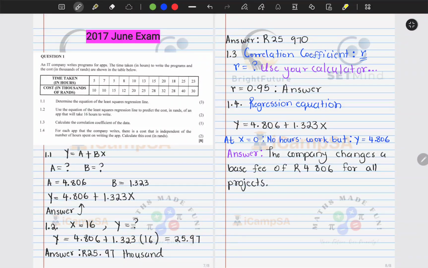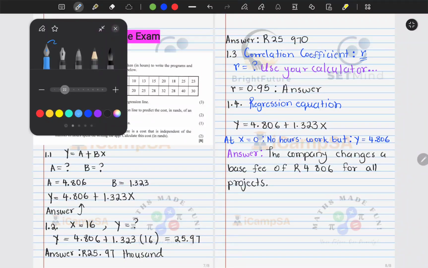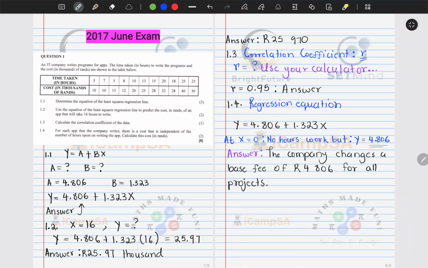So this means regardless if a project is going to take 1 hour, the company will definitely charge you more than 4,806, because this here becomes their y-intercept. Meaning with no work done, this is the fee that the company charges, in thousands, right?